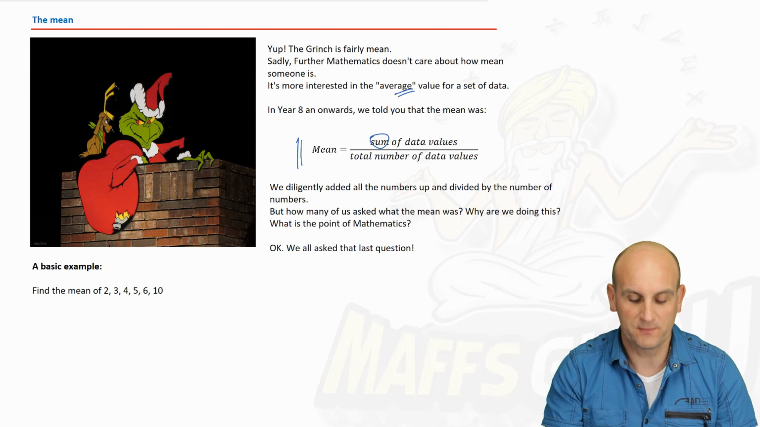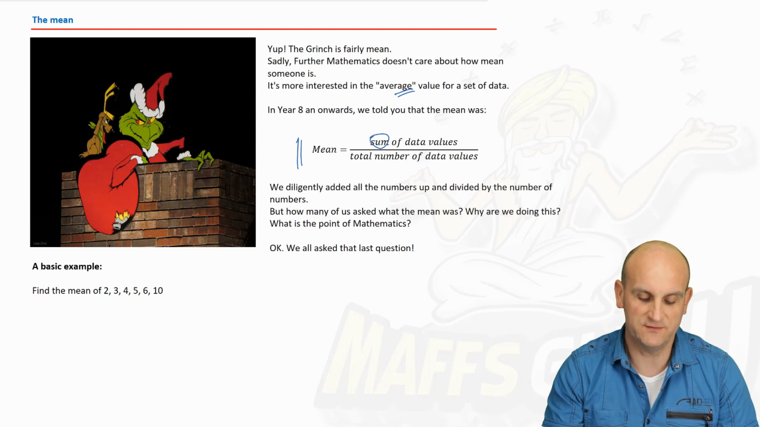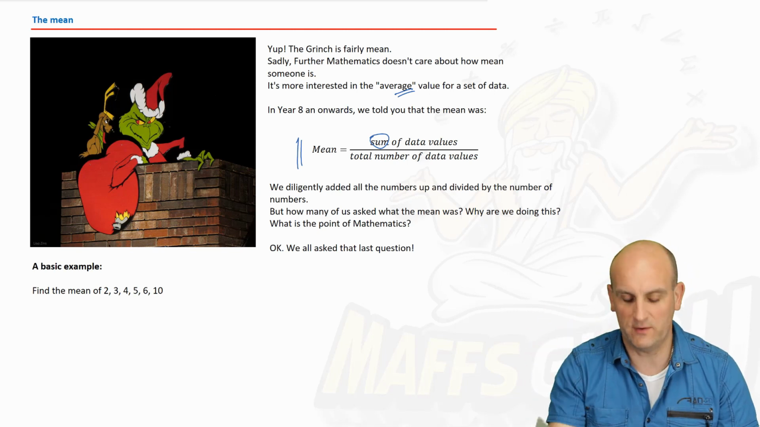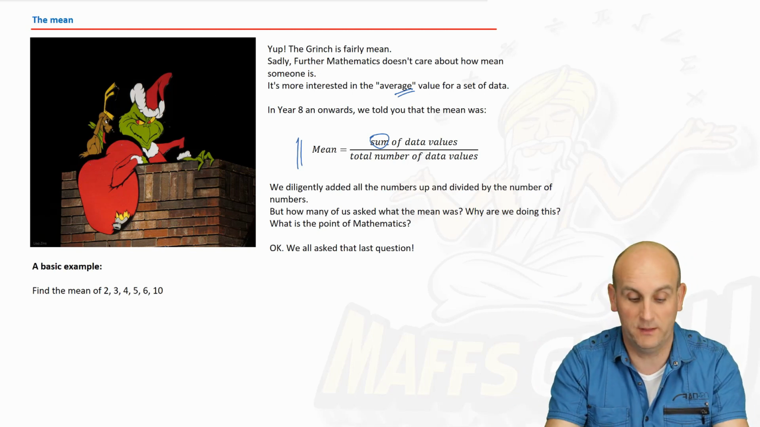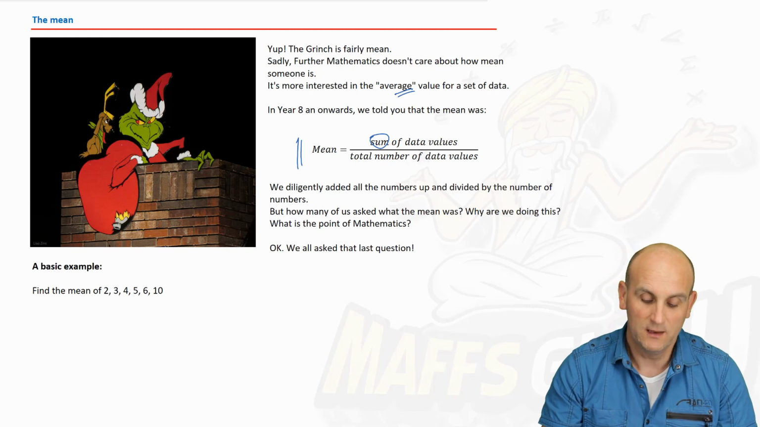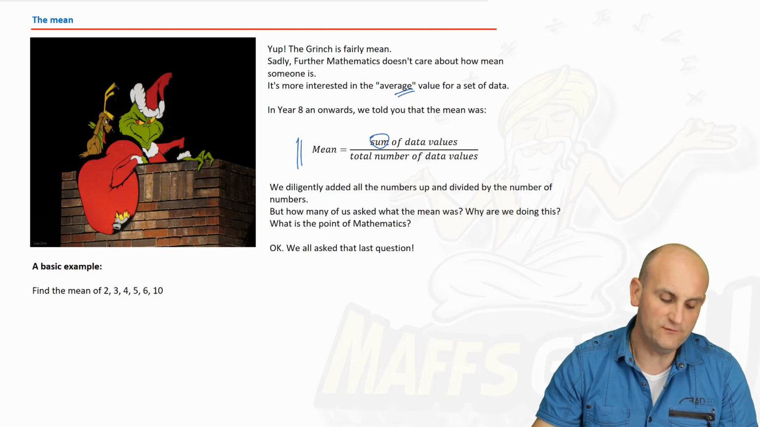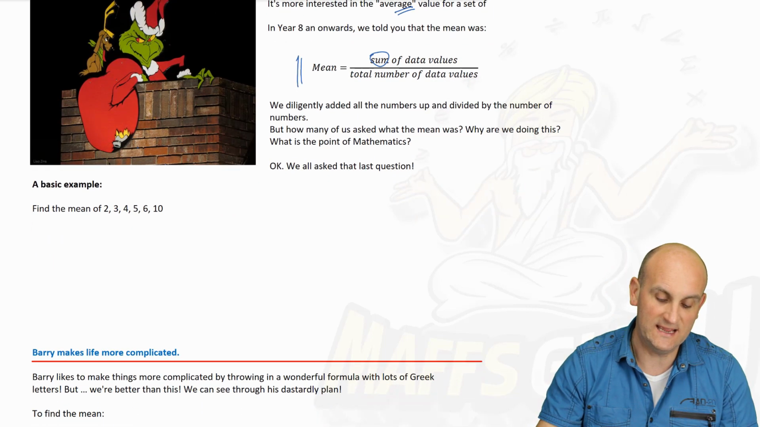Just add them all together, divided by the total number of data values. So add them all together, divide by how many there are. Now we've done that since about year 8. By the time you're doing this course, you're in year 12. We've diligently done that, but how many of you have ever asked what the mean is?